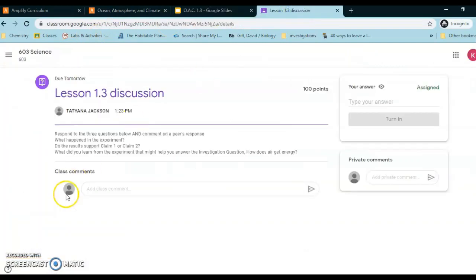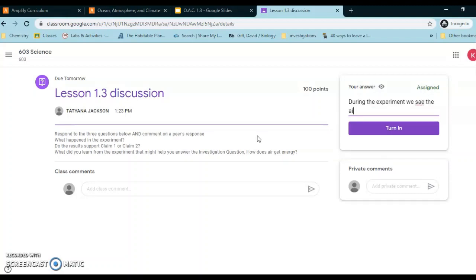So here, I'm going to come over here. Once again, I have stolen somebody's login. So Miss Jackson has it here too on our discussion. We're gonna answer what happened in the experiment, do the results support claim 1 or claim 2, and what did you learn from the experiment? So we all saw that during the experiment, we saw the air above the rocks. Oh, Miss Jackson has a typo.